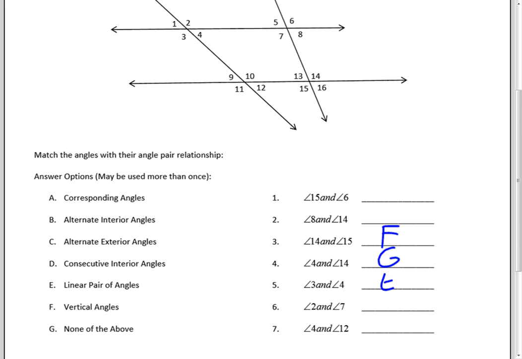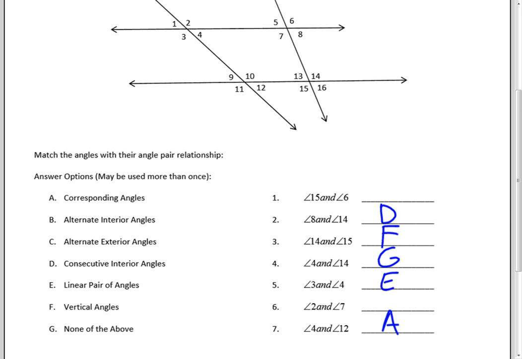E, 6, G, 2 and 7. I'm going to come back to that one. How about 7? A, A. And what'd you have for number 2? D, D. And for number 1? E. All right.